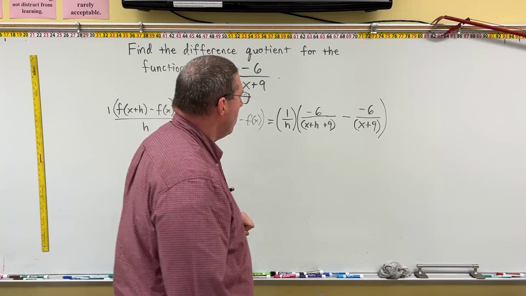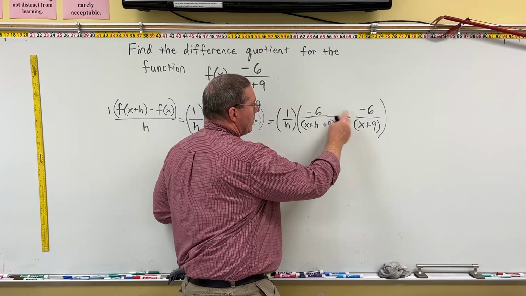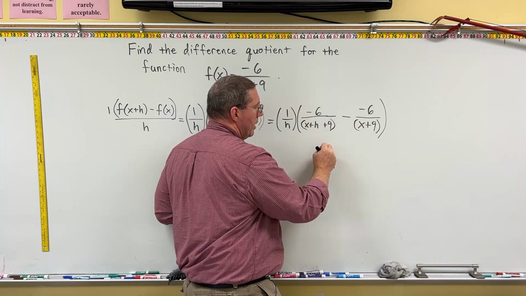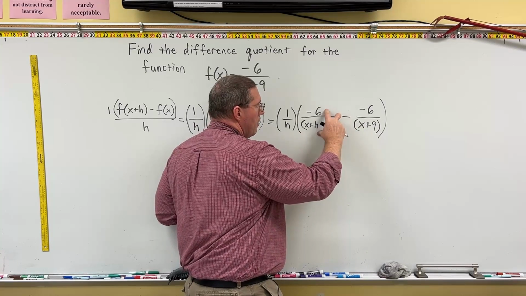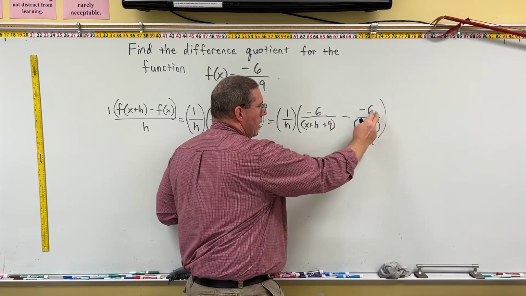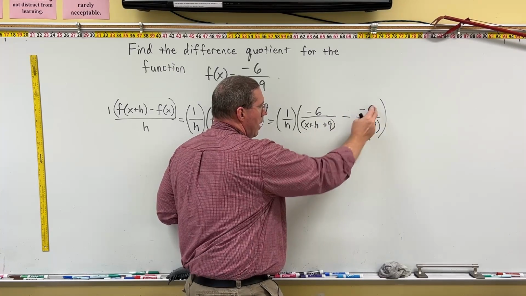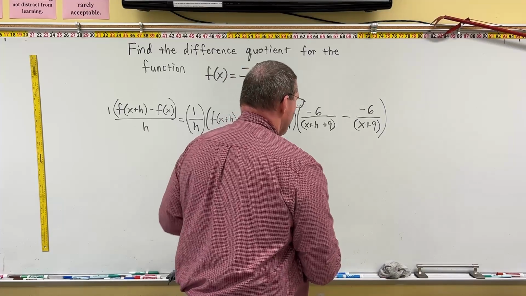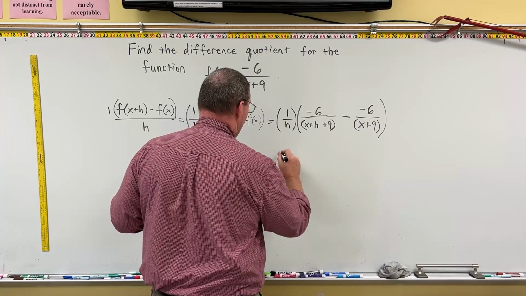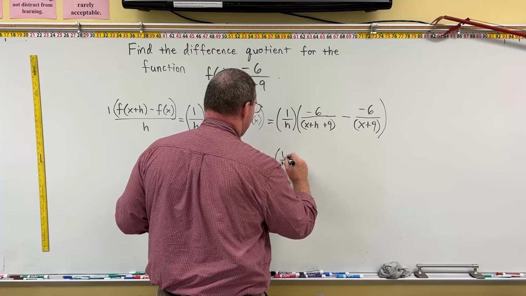Okay? Now, in order to subtract these or combine them, I need a common denominator. The way I'm going to get a common denominator is I'm going to multiply this side over here by x plus 9 top and bottom. And over here I'm going to multiply by x plus h plus 9 top and bottom. Okay? And this is what it's going to look like. It's going to become equals, I've got my 1 over h. That hasn't changed yet.